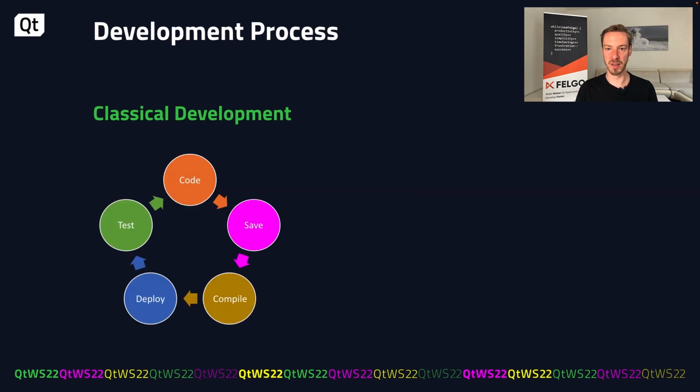And this brings me back to development. Let's assume you have some UX review tickets assigned in your current sprint. With a classical development process, you adapt your code, you save the changes, you compile and build the code, then you deploy your product to a test environment, and then you test it. And given the results, you start over again. You code again, you save, compile, deploy, and test again, and so on and so on.